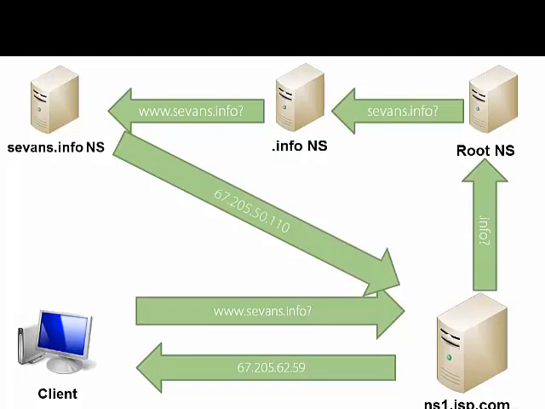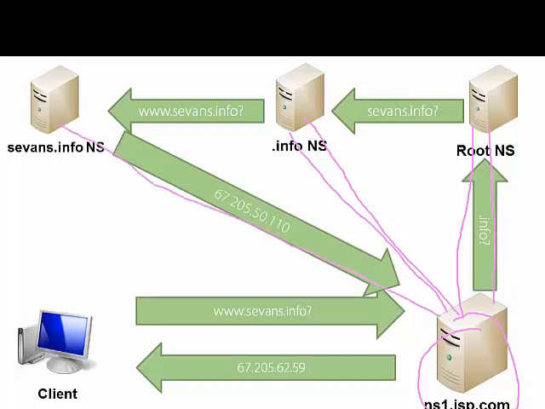Now I cheated when I drew this slide. I make it look like the original name server, ns1.isp.com, reaches out to the root name server, and the root name server reaches out to the .info name server, and so on. In reality, what happens is name server 1 goes out to the root name server, and it responds. And then my original DNS server goes to the .info name server, and it responds. And then the original DNS server reaches out to the s7s.info name server, and it responds.